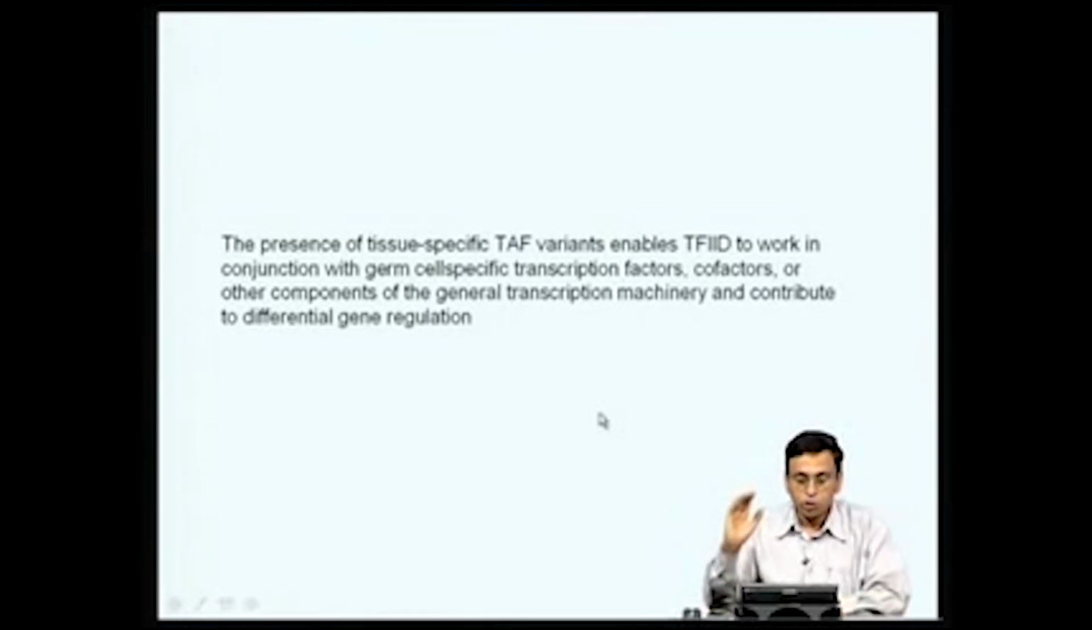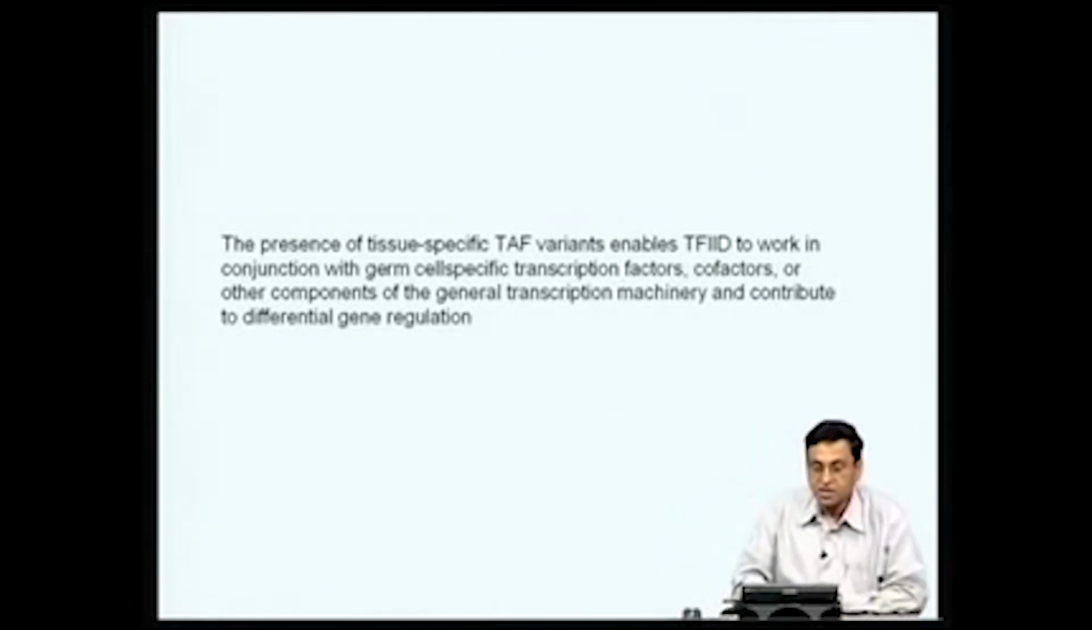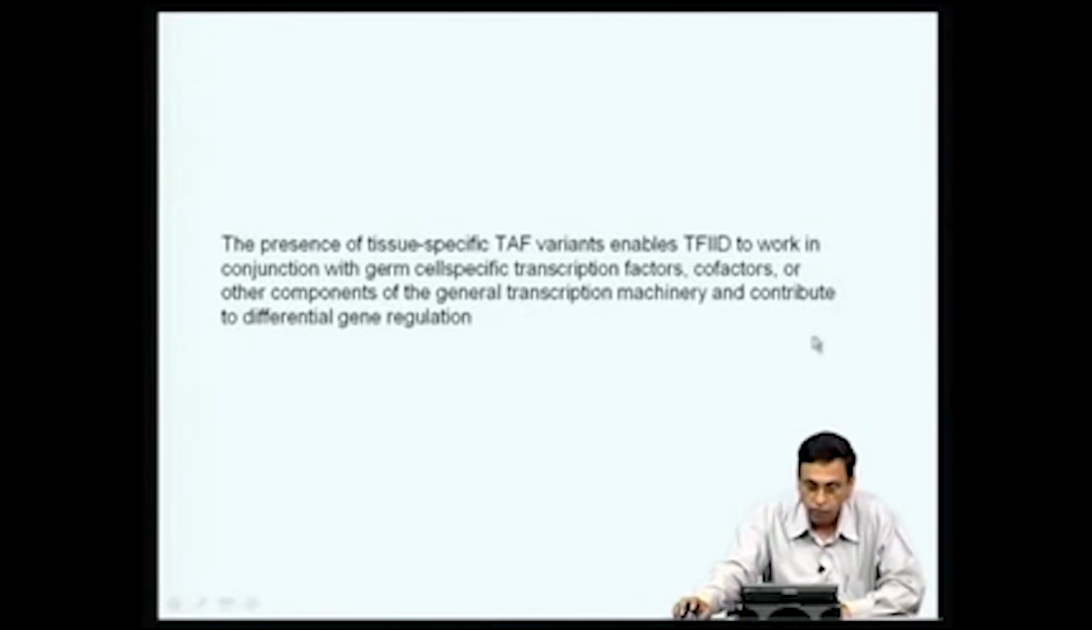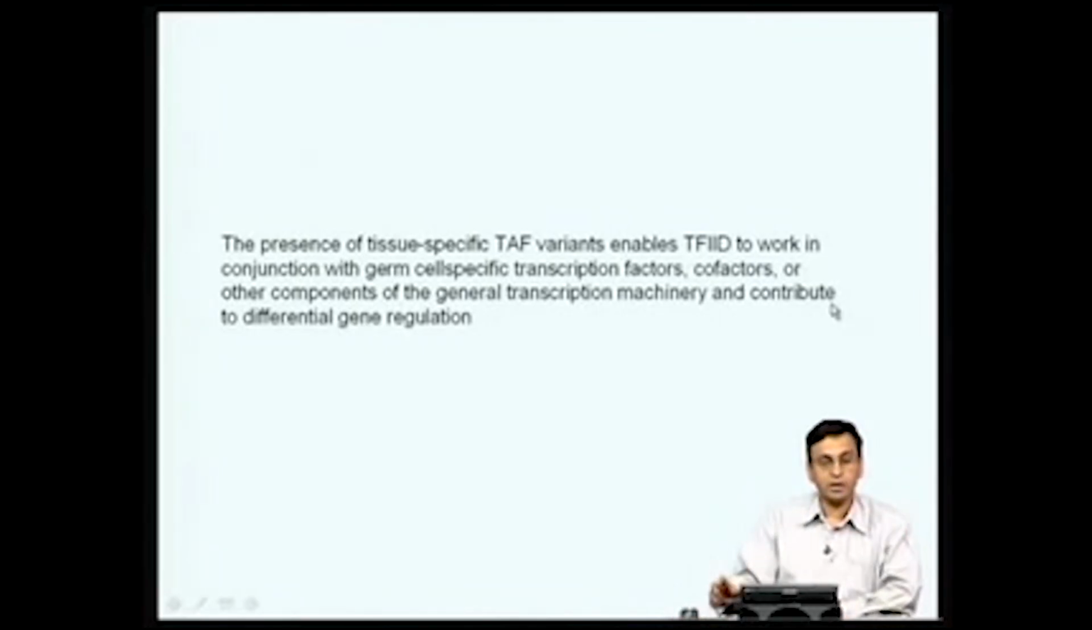So, the presence of tissue specific TAF variants enables the TFIID to work in conjunction with germ cell specific factors, cofactors or other components of the general transcription machinery and contributes to differential gene regulation.